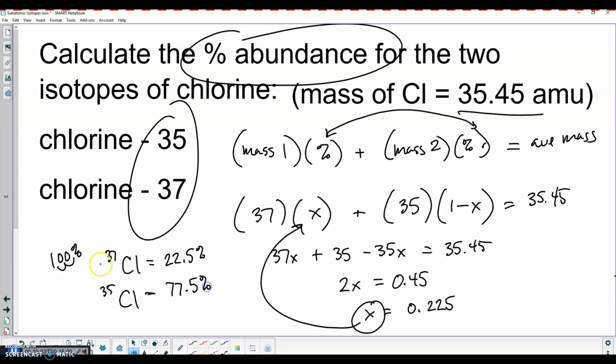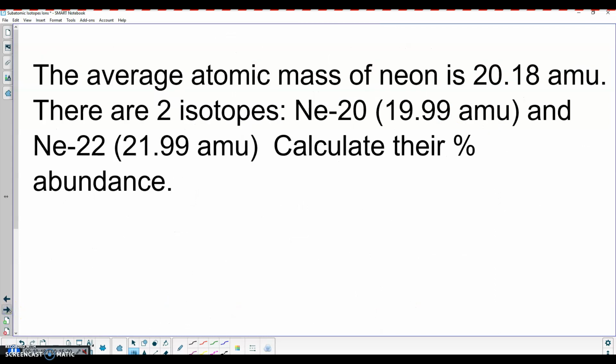77.5% are chlorine 35. Do these numbers make sense? Yeah, because if you look at it, if most of them are chlorine 35, the average is going to be closest to 35. So, once again, our answer makes good number sense.